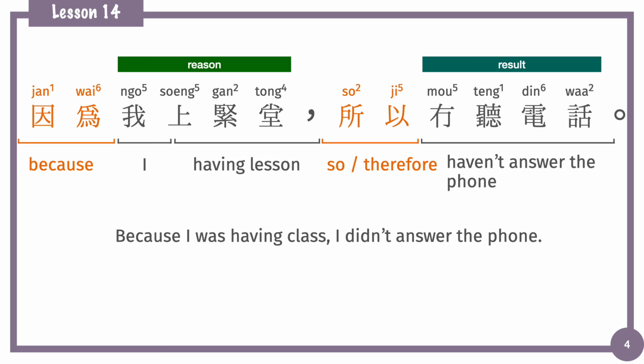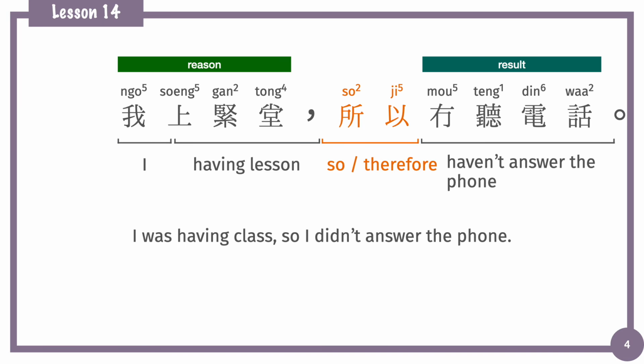Even though 因為 and 所以 is in pair, in daily conversation in speaking, most of the case we will only use one. Just like if we provide the reason first, we will drop the conjunction 因為. So 我上緊堂所以冇聽電話 will be more common in conversation. It's just the same meaning, nothing different.